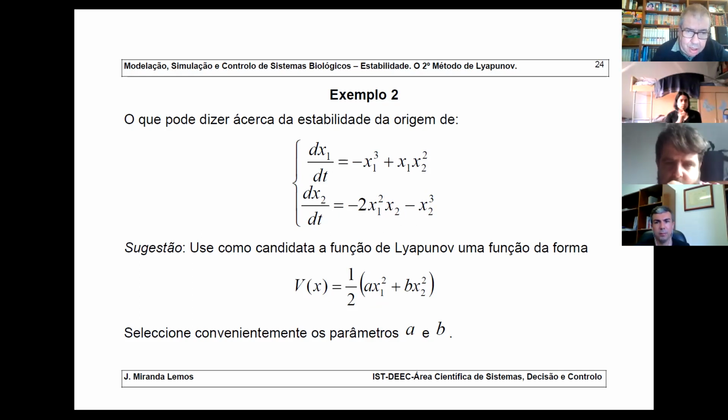So try, well, provided that A and B are positive, this is always positive for x1 and x2 different from 0. Now you have to compute the derivative and see what happens. So try to do it. Remember that the derivative is the partial derivative of V with respect to x1 times dx1/dt, and dx1/dt is this expression, plus the partial derivative of V with respect to x2 times this expression. So try to solve it, to compute these derivatives.